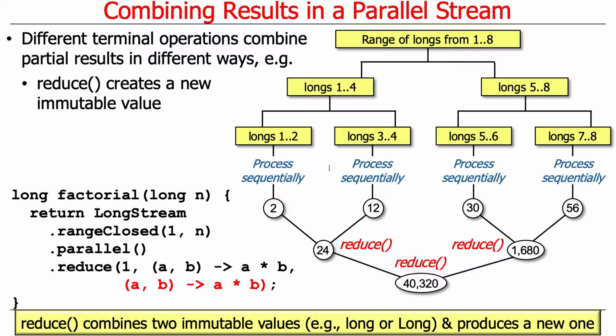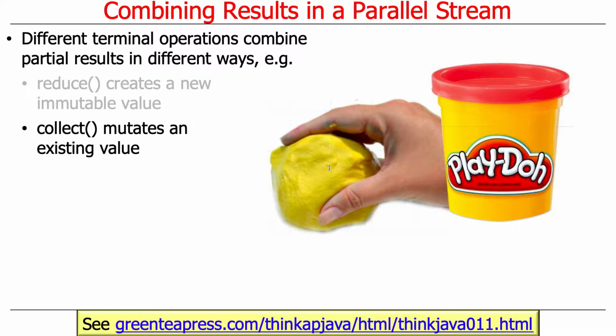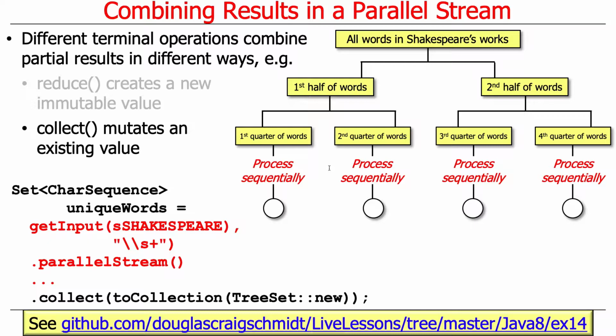So that's reduce. Reduce works on immutable values. It takes immutable values and it creates a reduced immutable value. And that happens over and over again until you have a single result left. Collect, in contrast, mutates an existing value. If you think about what collectors do, they work on these so-called mutable result containers. And we'll look at that more in a second. So they're mutable. They can be changed. They're malleable, like Play-Doh. And here's a simple example of this.